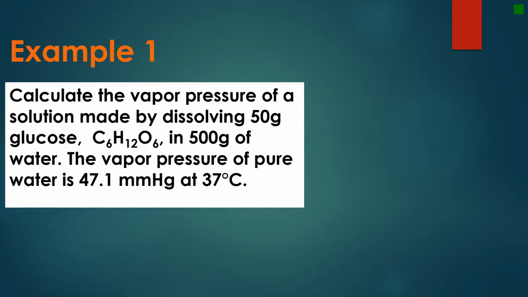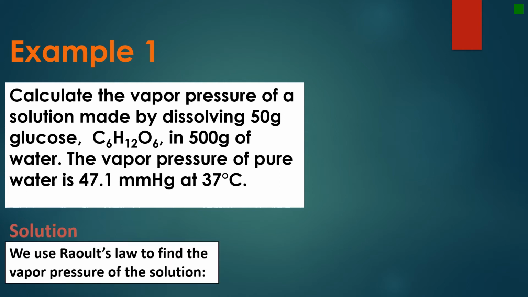Example. We are asked to calculate the vapor pressure of a solution made by dissolving 50 grams of glucose, that's C6H12O6, in 500 grams of water. The vapor pressure of pure water is 47.1 millimeters of mercury at 37 degrees Celsius. So to solve this problem, we have to use Raoult's law that can help us to find the vapor pressure of the solution.